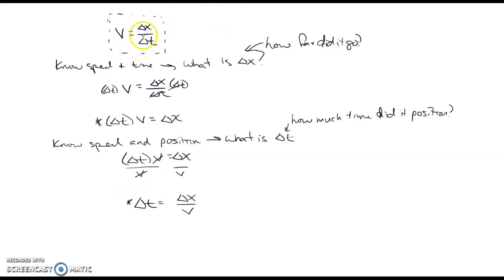Okay, so from this, I could calculate the speed if I know the change in position and the time. Or I could do a little bit of algebra, and I could get another equation that allows me to get the change in position if I know what the time and speed is. Or, again, using a little bit more algebra, I can get another equation that allows me to figure out the time if I know the change in position and the velocity.